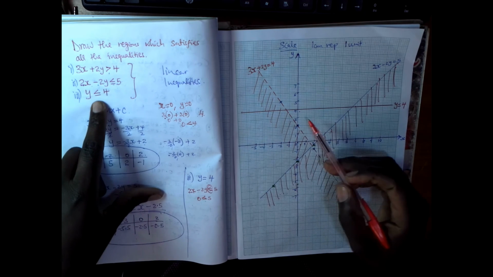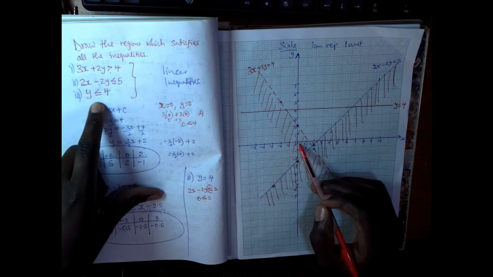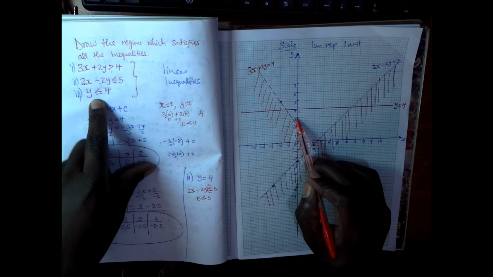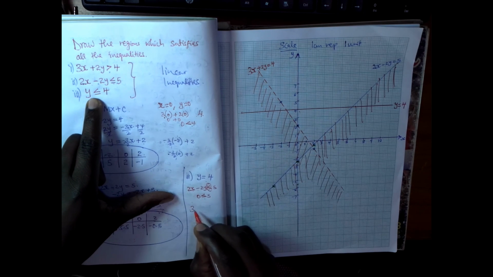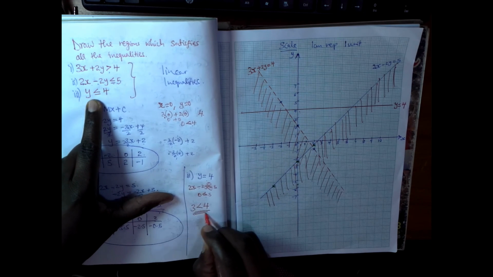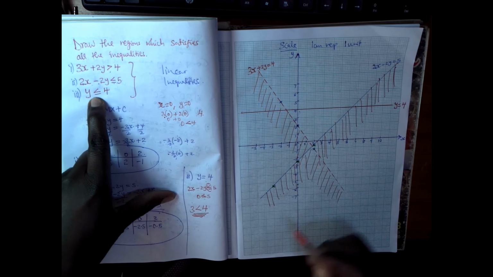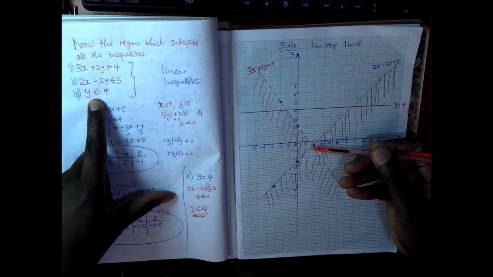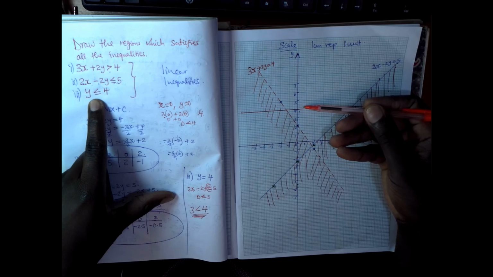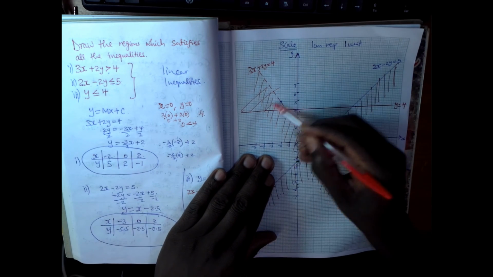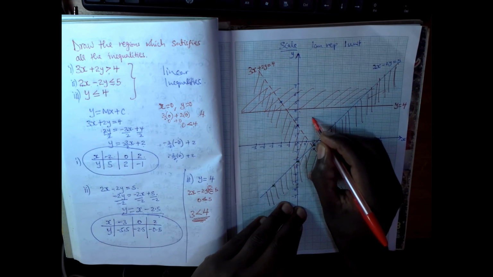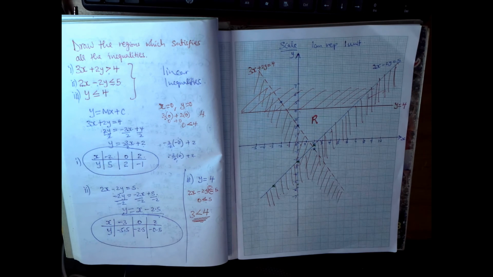Again, we check points which will satisfy. So I take a point below this line, say 3. 3 will be less than 4, and therefore any point below the line y is equal to 4 is required. So any point above the line is unwanted. So we are going to shade the upper part. And therefore we have this as the required region. That is our required region.